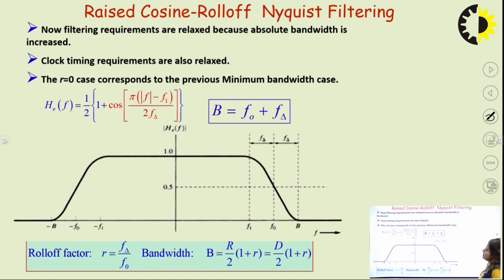So this is the graph showing the raised cosine roll-off filtering method, and the 3 dB value here, that is 0.5, and the bandwidth here is again B equivalent to Rb by 2 (1 plus r), or you can write it as D by 2 (1 plus r). So roll-off factor r is equivalent to f delta upon f naught. Clock timing requirements are also relaxed in the case of the raised cosine filtering. The r equal to 0 case corresponds to the previous minimum bandwidth case. So B is equivalent to, in that case, f naught, that is f naught plus f delta.